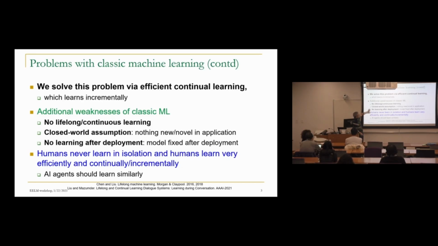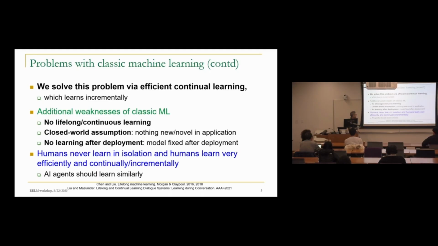And the problem is we don't want to do retraining, and traditional machine learning also has lots of other weaknesses. For example, you can't learn continuously because you always go model by model, and you also have what we call the closed world assumption. It means you assume whatever you see in testing, you have seen in training. So there's nothing new in the real world, which is not quite true.